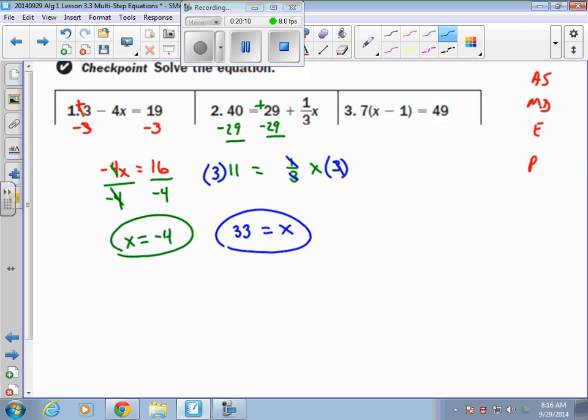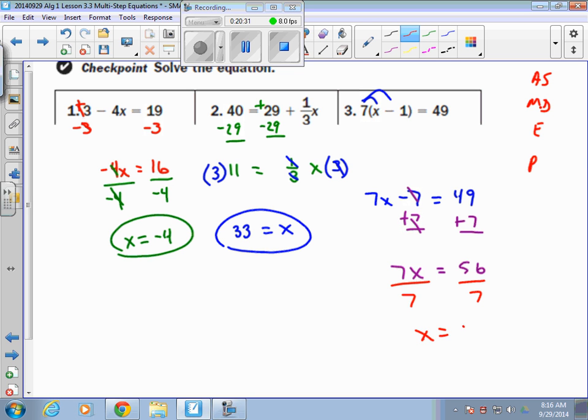Distribute 7 times x is 7x. 7 times -1 is -7. Equals 49. Then work your order of operations backwards. Cancel out -7 by adding 7 to both sides. It'll cancel out. 7x equals 56. Get rid of 7 times something by dividing by 7. x is equal to 8.